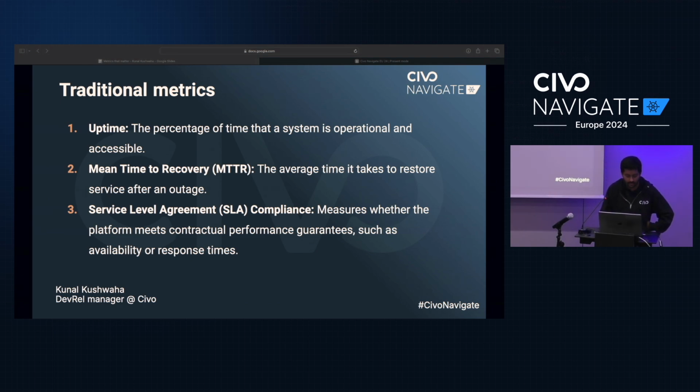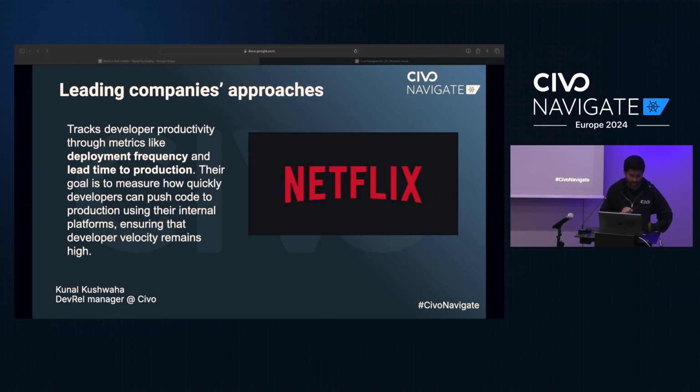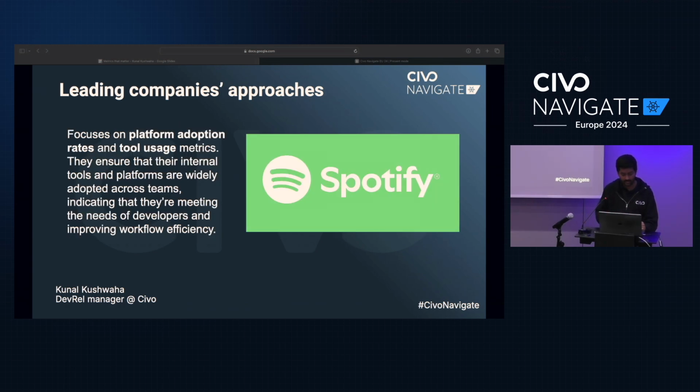Let's take a look at how other companies do this. Netflix is a good example. They track developer productivity through metrics like deployment frequency and lead time to production. So their goal is to measure how quickly developers can push code to production using their internal platforms, ensuring that developer velocity remains high. Another good example is Spotify. You may know, if we talk about platform engineering, who has heard of Backstage by Spotify? Yeah.